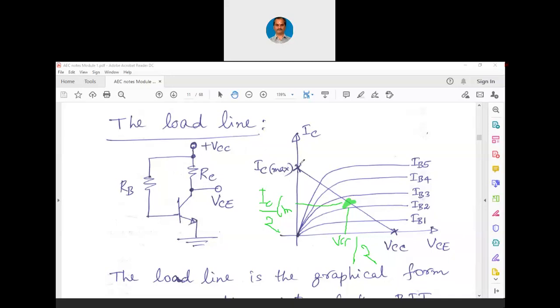Now, based on that, we can decide what must be the coordinates for a quiescent point. Based on that, we can choose the values of RB and RC. So that is why I told that this load line is a very important concept.